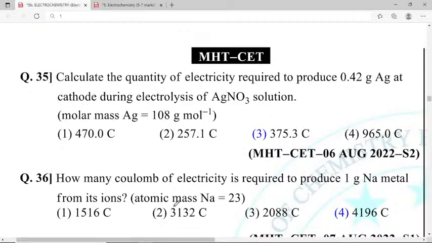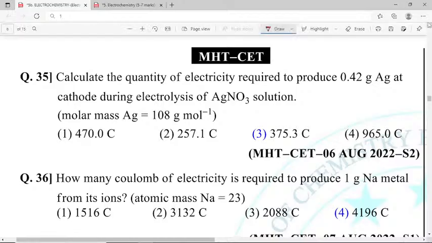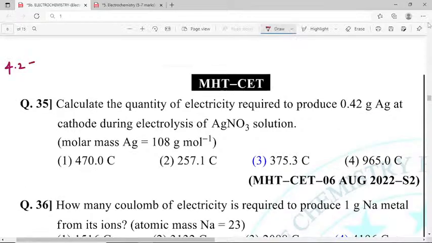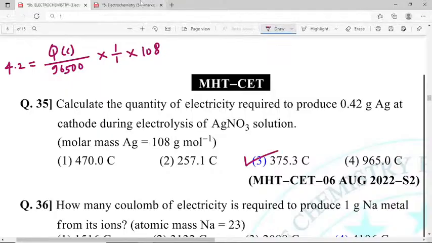Next, calculate the quantity of electricity required to produce 4.2 grams of silver at the cathode during electrolysis of silver nitrate. So how many coulombs do we have to calculate? It is coulombs divided by 96500, multiplied by mole ratio 1 by 1, multiplied by molar mass 108. If you solve this, we'll get the answer 375. Okay, this is the formula.